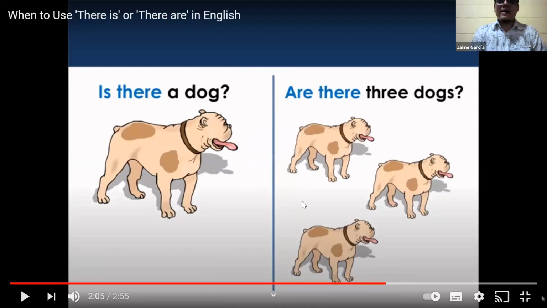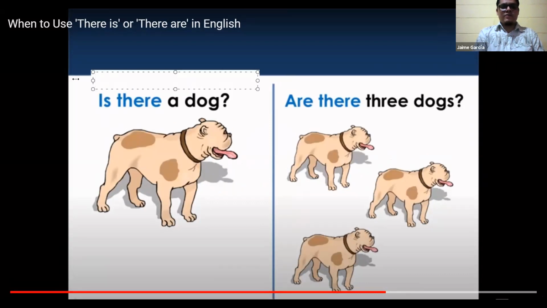So what happens when you form a question using this structure? What you need first is the verb to be, plus there, plus the noun. Remember that the verb to be depends on the noun. So you might have is or are. But this is the structure: to be plus there plus noun.